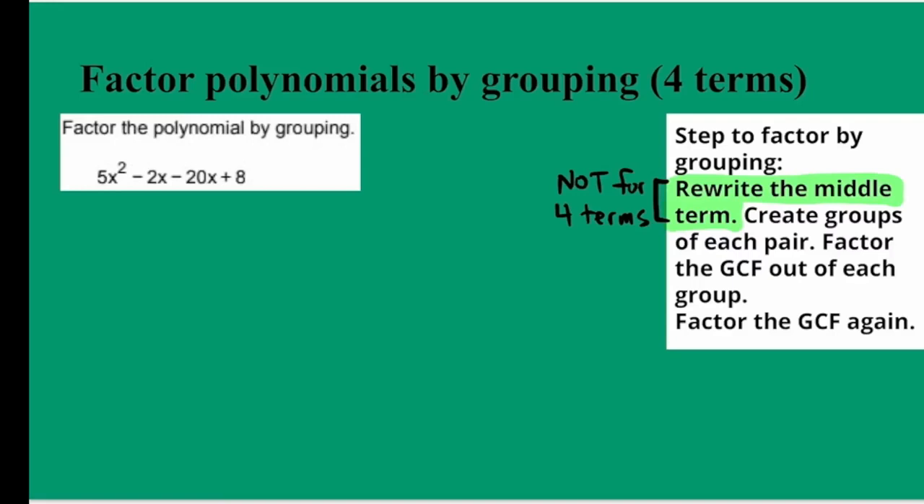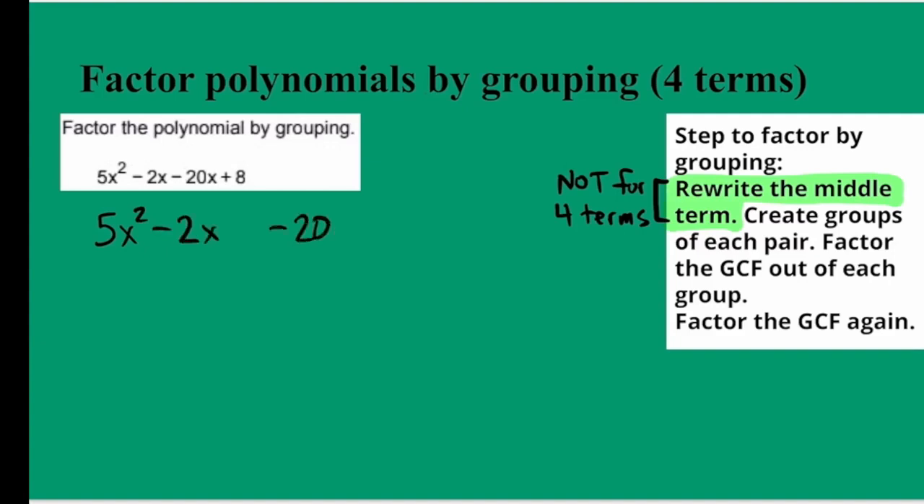Factor polynomials by grouping 4 terms. So there are different types of problems that you can factor by grouping. If we have 4 terms, we are not going to rewrite the middle term. We are going to skip that and just go into the rest. So a 4-term polynomial is typically always going to be grouped, even if they don't tell you to do it.